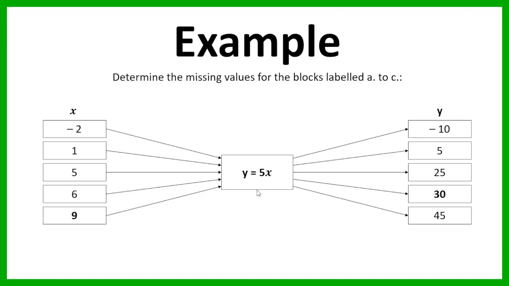Our rule is y equals 5x. We found that by looking at the different ones that I was given, the input and the output, and I looked to see what was a common method that was used for each pair of input and output values. Then I used that rule to find out what the output was for the input that I was given here, and I used the rule to find out what the input was for the output that I was given here. Okay, so now I'm going to give you one that you're going to work on for yourself.